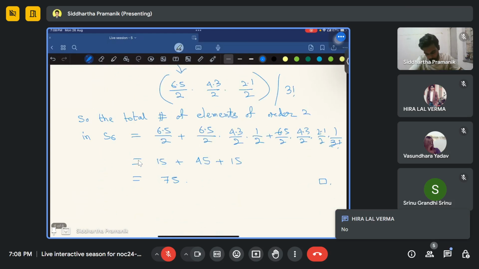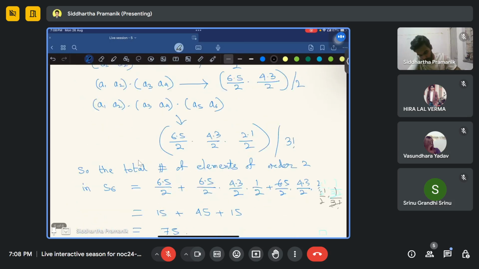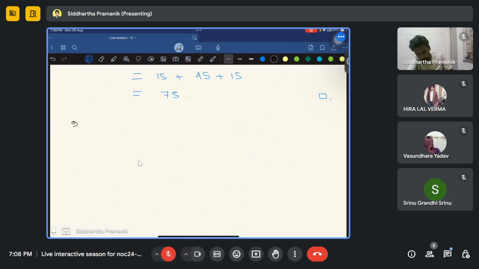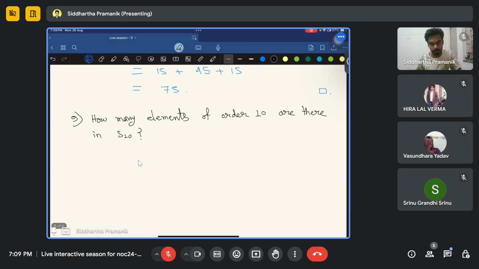Okay. So let's do one more problem related to this so that it becomes clearer to you. How many elements of order 10 are there in S10? You just try it on your own. Spend a few minutes.